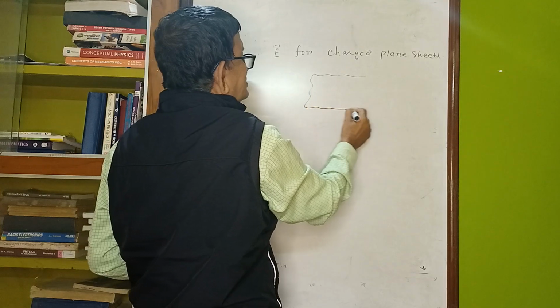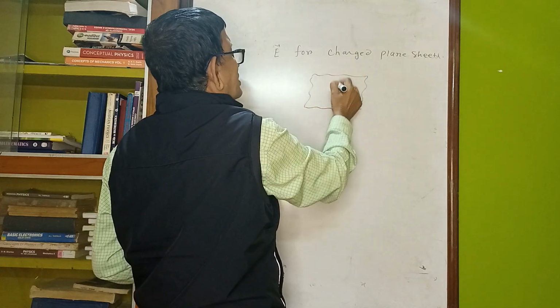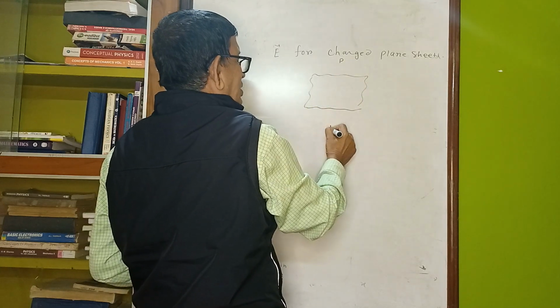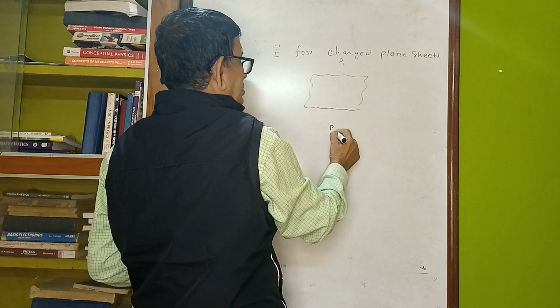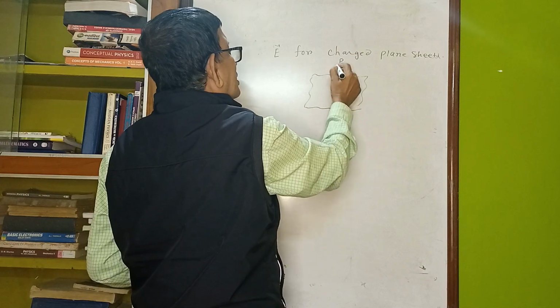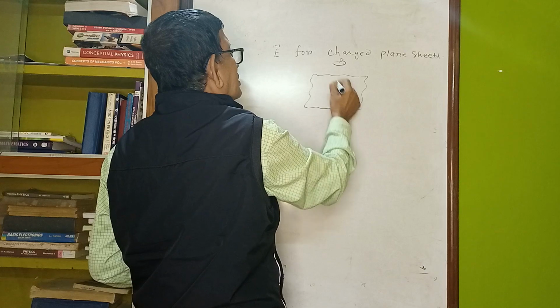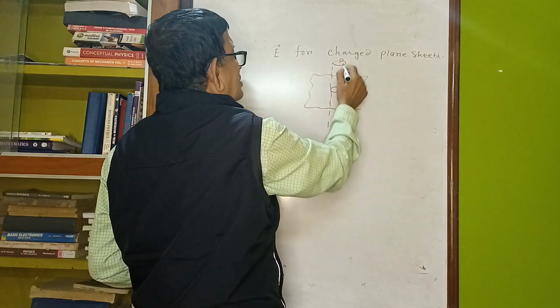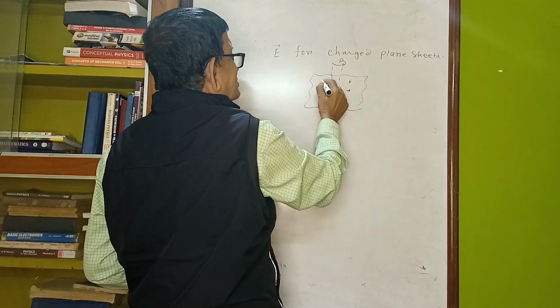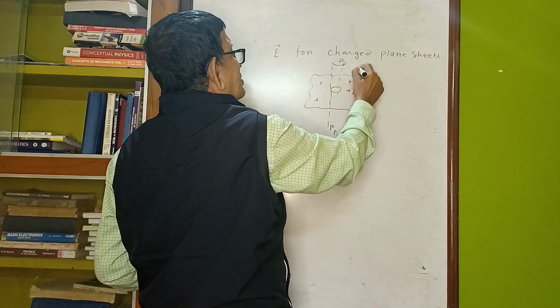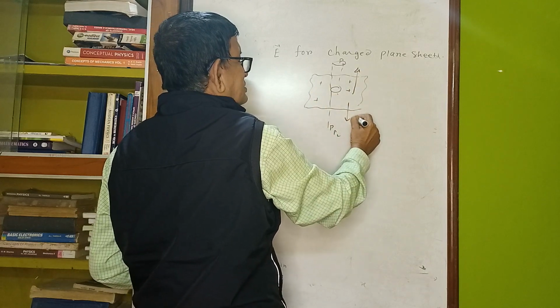This is a charged plane sheet. You consider a point P on top and points P1 and P2. You take a small area, then you consider a Gaussian surface. That is a plus charge. Suppose the electric field will be upward like this.